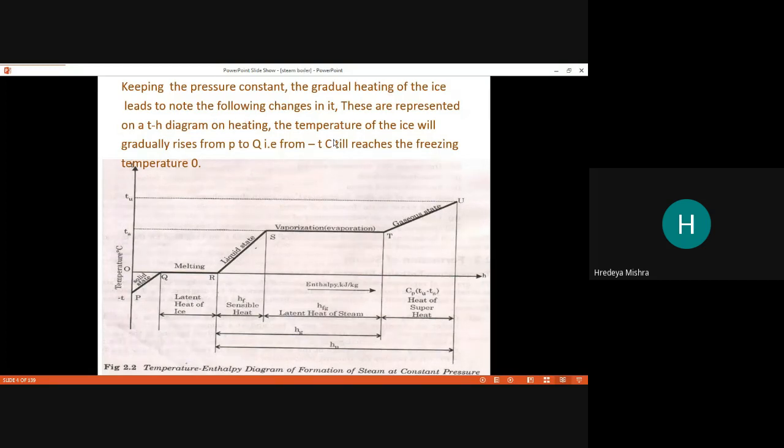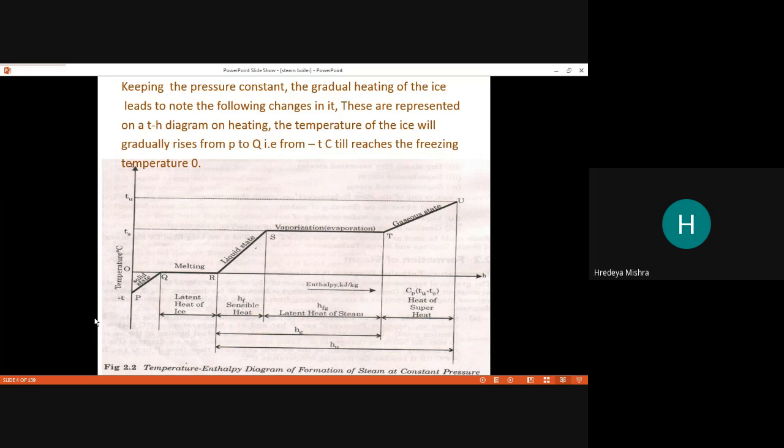On heating, the temperature of the ice will gradually rise from P to Q, for example, till it reaches the freezing temperature 0. So what happened? See here, solid stage. This is our solid stage.